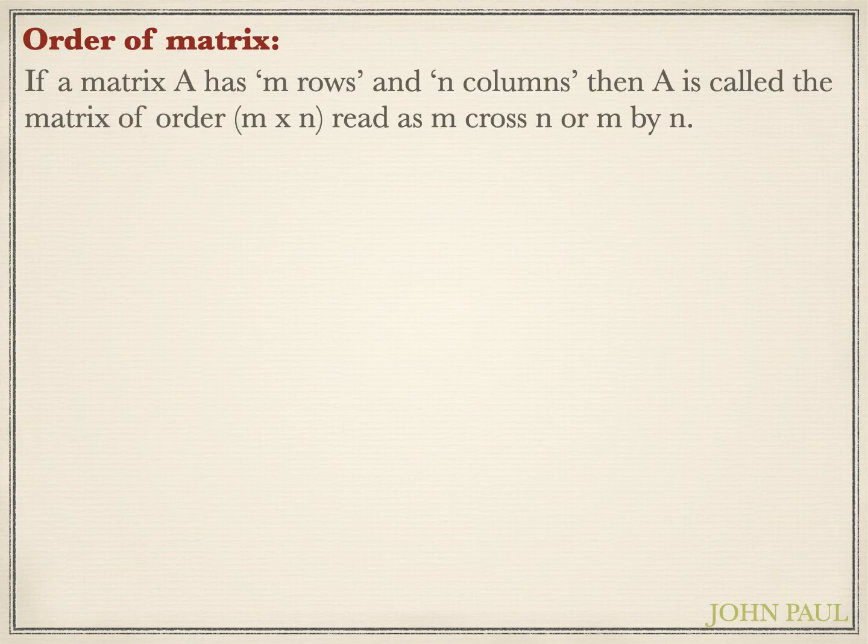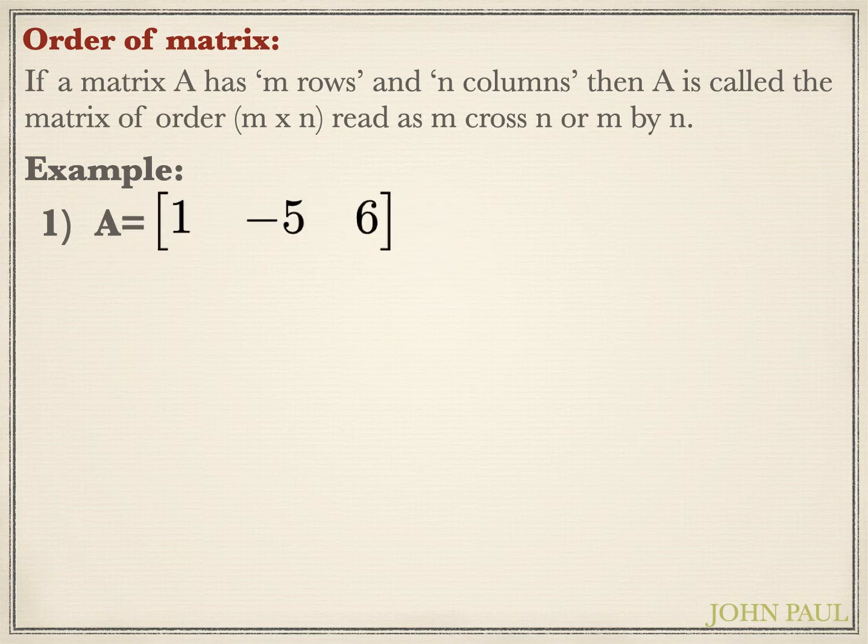Order of a matrix. If a matrix A has m rows and n columns, then A is called a matrix of order m cross n. We can read it as m cross n or m by n. Example: A is a matrix. In this, only one row is there, three columns are there. Therefore, it's a matrix of order 1 by 3.